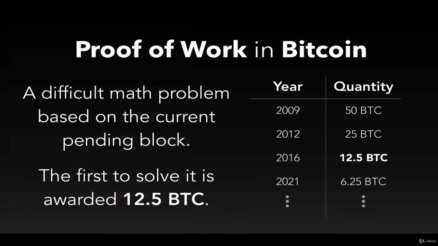So proof of work in Bitcoin is a difficult math problem based on the current pending block. And miners compete to solve that math problem, that very difficult CAPTCHA, because the first one to solve it is awarded Bitcoin. As of 2016, it's 12.5. And we'll talk about why that incentive structure is changing over time. In 2021, the reward will be cut in half. But all you really need to consider for right now is that miners are incentivized to attempt to solve this very difficult problem in order to keep the network neutral.